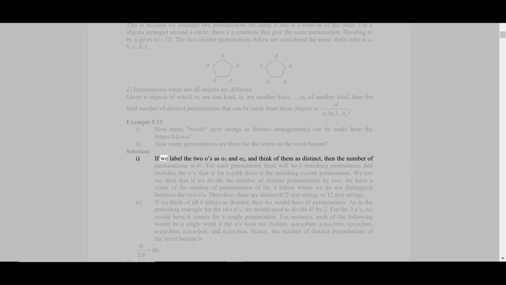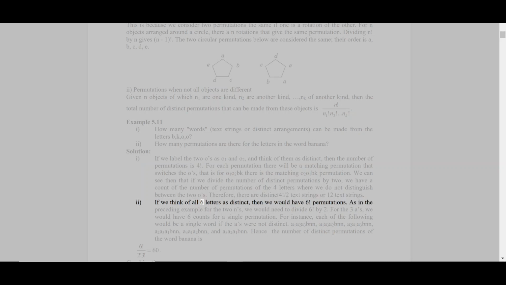Solution: 1. If we label the two O's as O1 and O2, and think of them as distinct, then the number of permutations is 4!. For each permutation there will be a matching permutation that switches the O's, that is for O1 O2 B K there is the matching O2 O1 B K permutation. We can see then that if we divide the number of distinct permutations by 2, we have a count of the number of permutations of the 4 letters where we do not distinguish between the two O's. Therefore, there are 4!/2 distinct text strings, or 12 text strings.